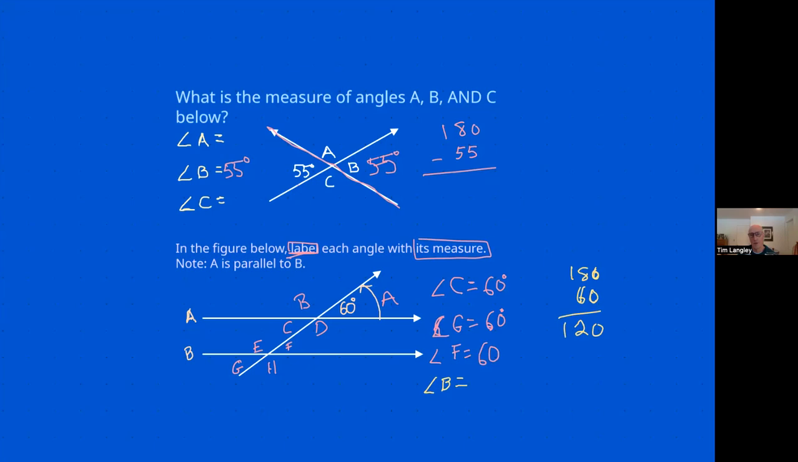And you can do all the rest, okay? That means D is 120. That means H and E are 120. You can do all the rest. For the sake of time, I'm trying to keep this as brief as possible, so I'm going to move on to my next slide.